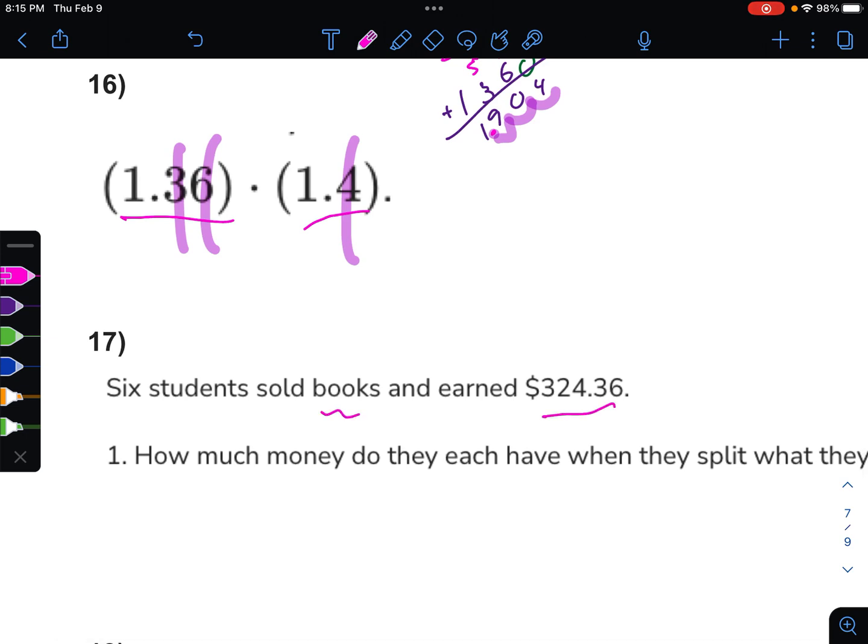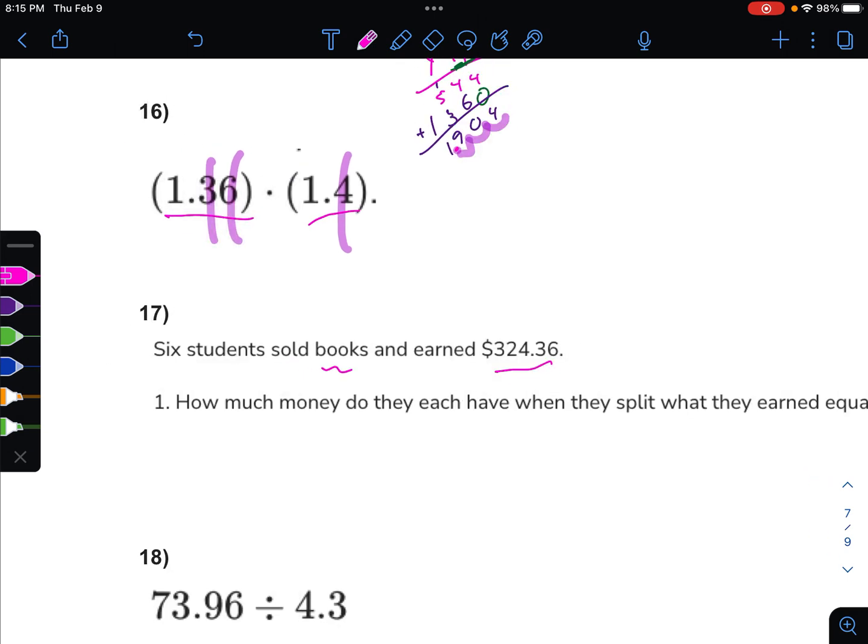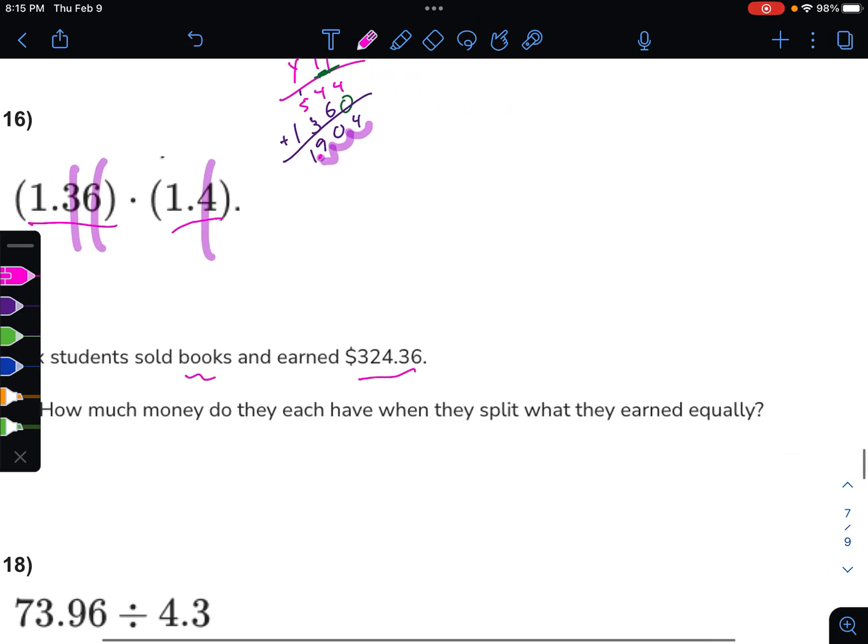I don't know what kind of books they sold. I wonder how many books they sold. I have no idea, but they must have sold a lot to make $324. Unless maybe they're worth a lot. How much do they each have when they split? Oh, splitting it. Splitting it smells like division. Go ahead, take a whiff. Yeah. I smell division. I do.